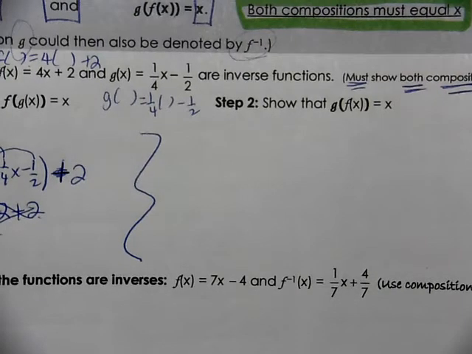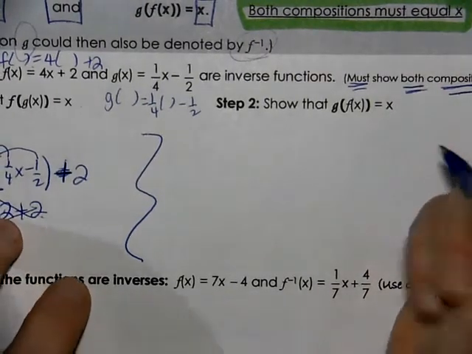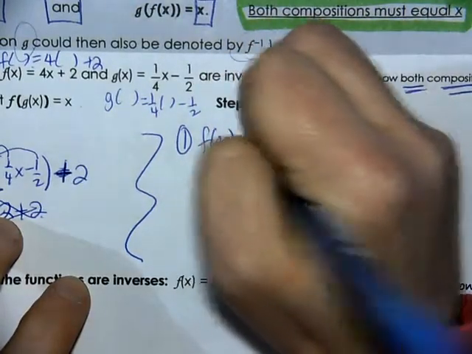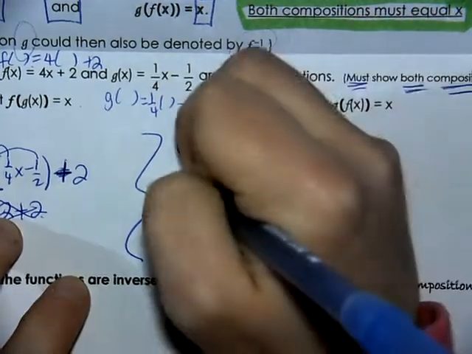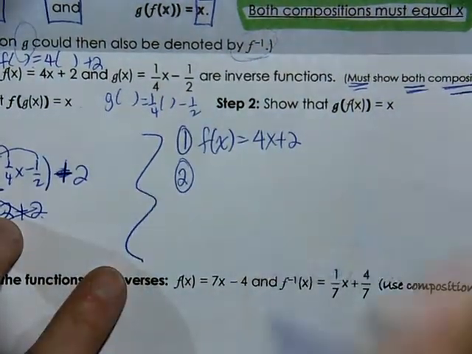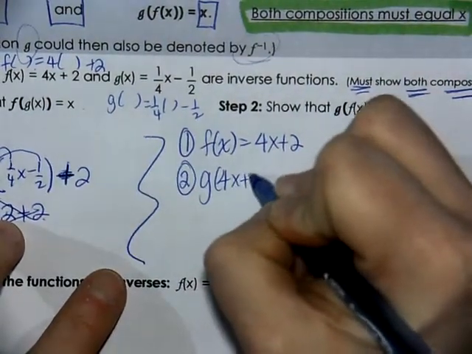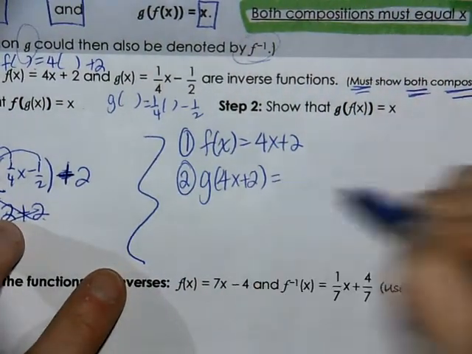All right, let's go ahead and do step number 2. So for step number 2, I'm going to start with f of x. F of x is equal to 4x plus 2. Step number 2 is I'm going to write g of 4x plus 2, because I'm substituting it directly into my function.